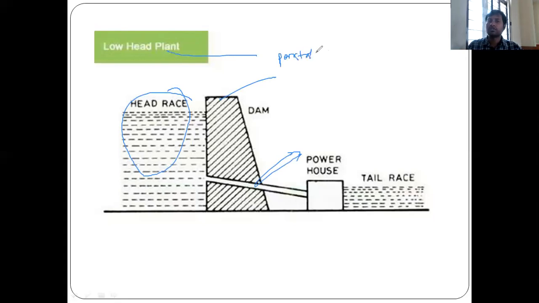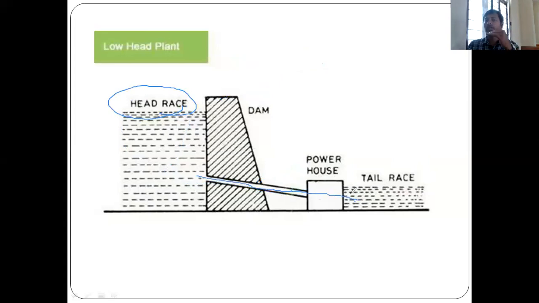Penstock is not used. Only a small amount of water will be released directly to the turbine. The turbine will be here. This is the head race, and at the bottom is called the tail race. The water which has head height is called the head race, and the water after being released reaches the ground level. That water level is called the tail race.